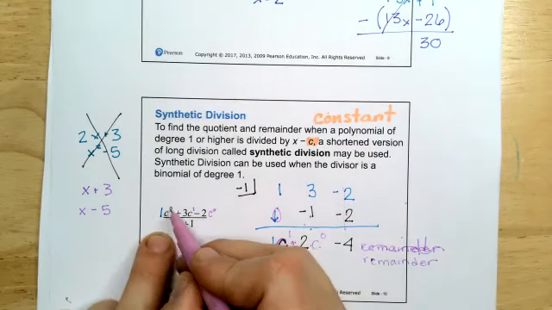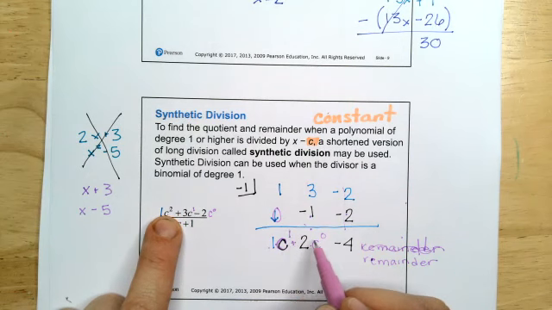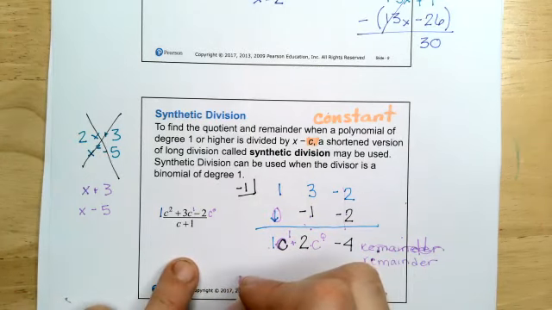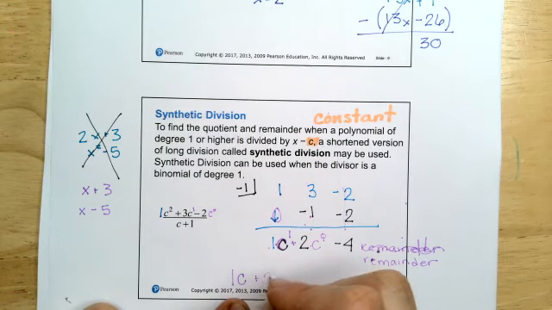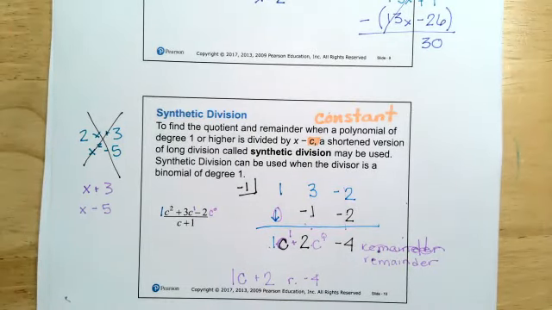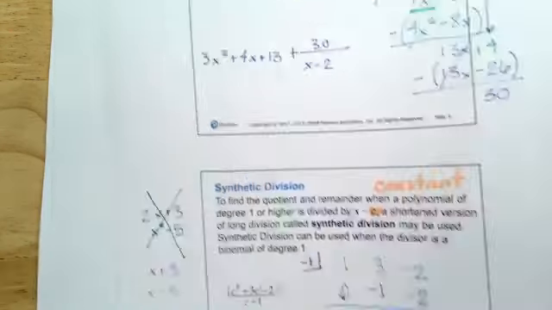And then whatever this number is, start with 1 less than that. C to the first, c to 0. You can't have anything smaller than c to the 0, so that's the remainder. So what we have is 1c plus 2 remainder negative 4 for my answer. Okay, let's do it again. And obviously you don't need that 1 in front of the c. You can just call it c plus 2 remainder negative 4.